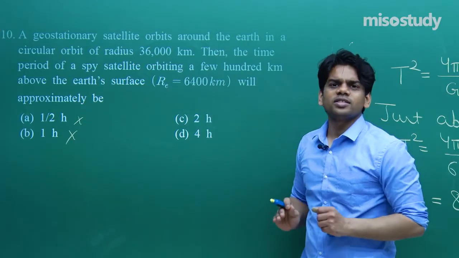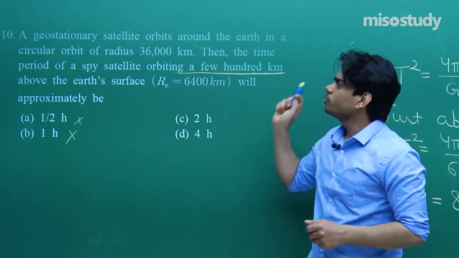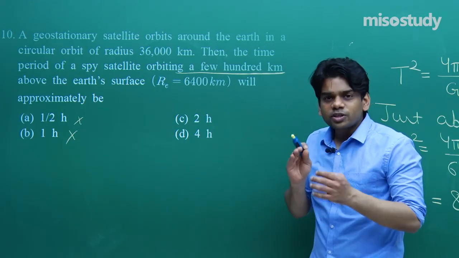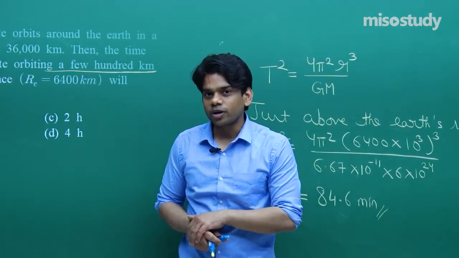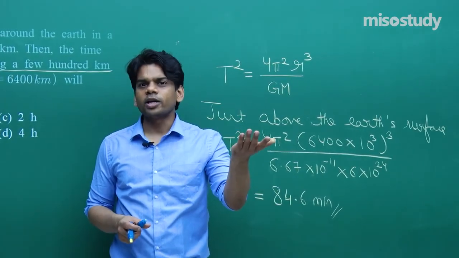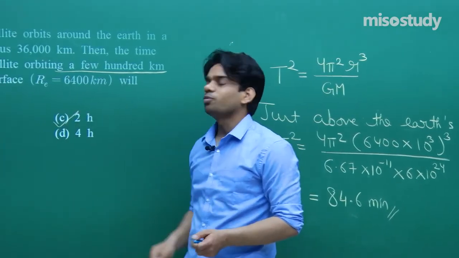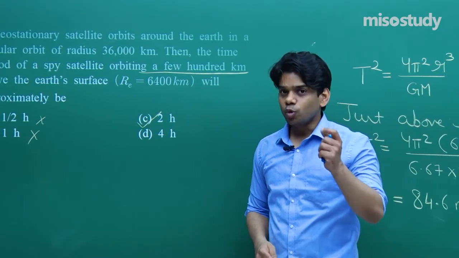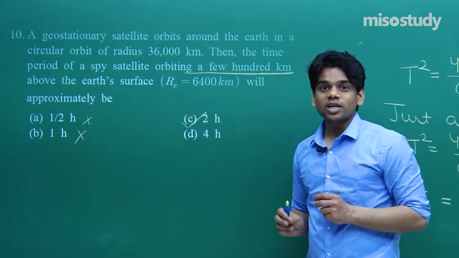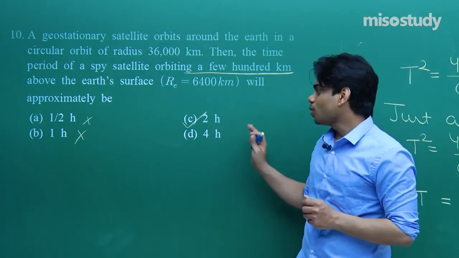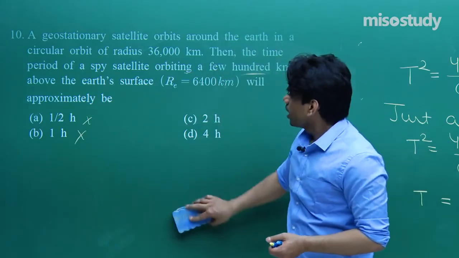It is just a few hundred kilometers above the surface of Earth. You see here, it is orbiting a few hundred kilometers above the Earth's surface. That means near to the Earth's surface it is 84.6 minutes, 1 hour 24 minutes. Increase it a few hundred kilometers, that means the nearest option possible will be 2 hour. This is how you have to mark this answer. So 2 hour will be the right answer. This is a previous year question, so you have to take your own judgments for such objective questions.